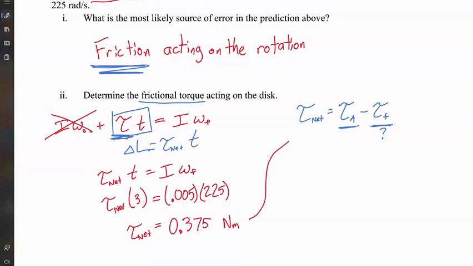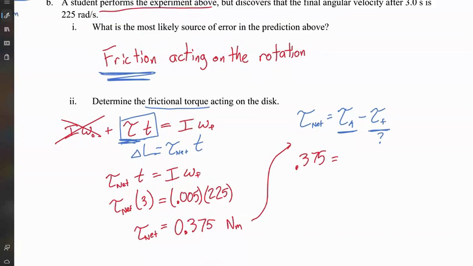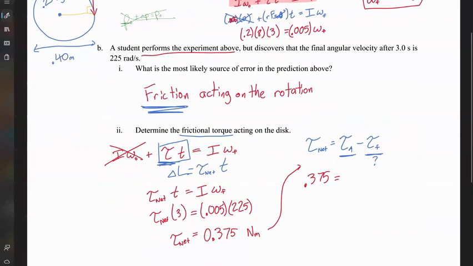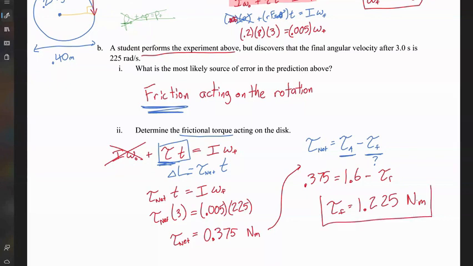We can take that over here. We know 0.375 is our net torque. Our applied torque was RF. Remember, the sine theta went away. So R is 0.2, F is 8, so we can say 1.6, and then minus our torque of friction. If we solve for this, 1.6 minus 0.375, I get our torque of friction: 1.225 newtons times meters. There's our frictional torque.